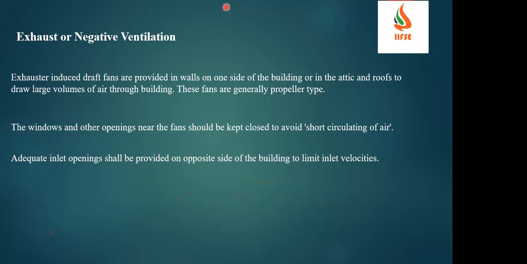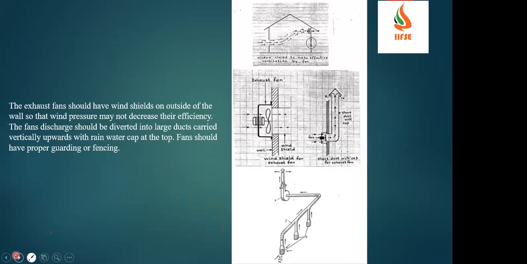Okay. Then adequate inlet opening shall be provided on the opposite side of the building to limit the inlet velocities. That we have already discussed. You can see the exhaust fan should have windshields on the outside of the wall, so that the wind pressure does not decrease the efficiency, and the fan discharge should be diverted into large ducts carried vertically upward with a rainwater cap at the top, and the fan should have proper guarding and fencing.